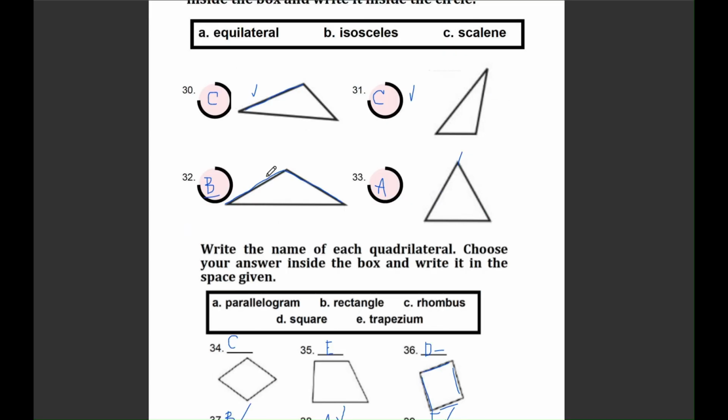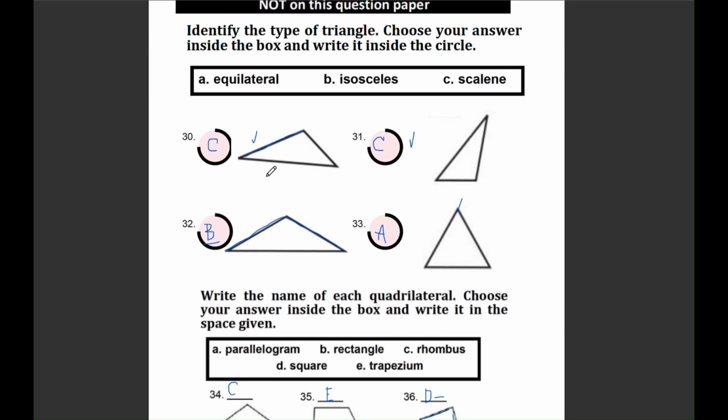32. Identify the triangle. 2 equal sides. Options: A. Equilateral, B. Isosceles, C. Scalene. Why not equilateral? Equilateral requires 3 equal. Scalene, none equal. Answer: B. Isosceles. Reason: exactly 2 sides equal.